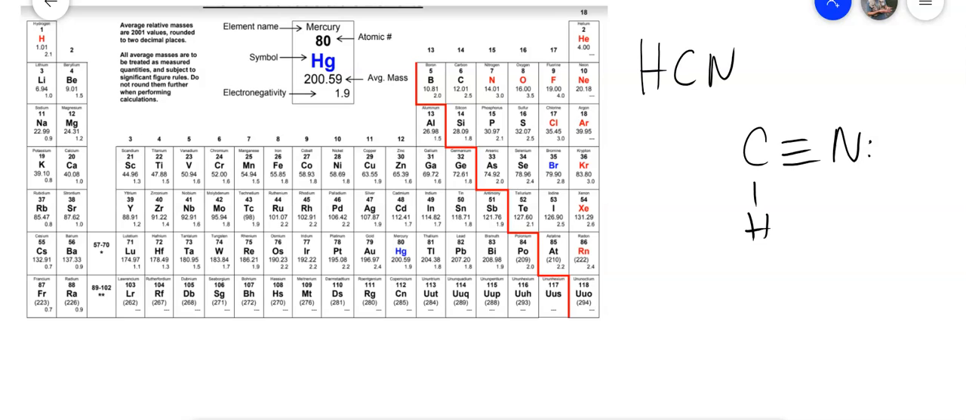And now when we consider the shape of it, again, we have two bonding domains. We have 1, 2, and there are no extra pairs of electrons on that central carbon. That means this is going to be a linear molecule, again, just like carbon dioxide was. So I'm going to redraw this to the correct shape and show that linear molecule. Okay, so step 1, we drew the Lewis structure.